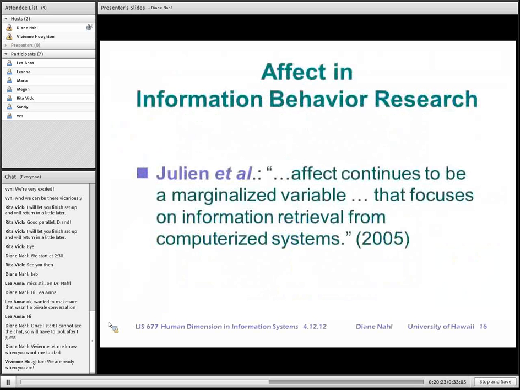And just let you know that in our own field of library and information science, a number of researchers have been working on affect over the years. And in 2005, Heidi Julien in Canada published this article where they addressed the issue of affect in information behavior. And they found that it was still marginalized, but that's really rapidly changing and has changed since that year in 2005, because many things occurred that increased the research in that area.